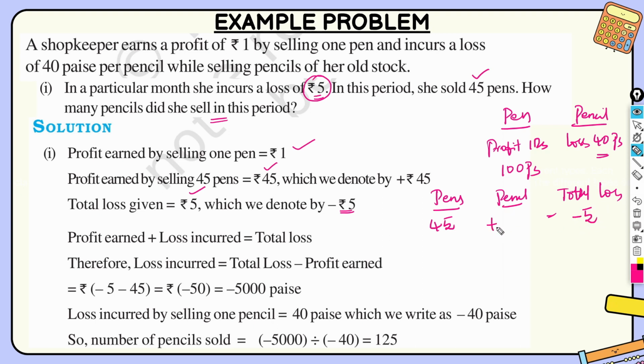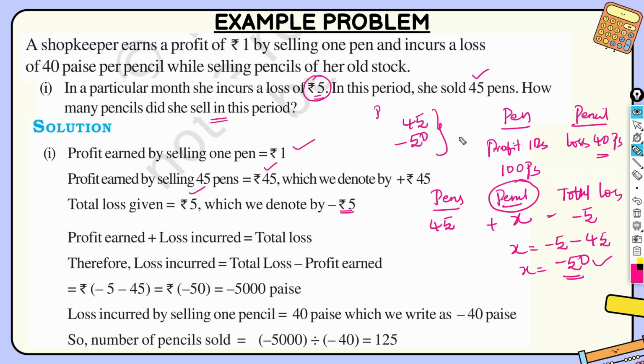Let us say X amount of loss has occurred for pencils. So X plus 45 is equal to minus 5. If this 45 goes to this side, it becomes minus 45. So X is equal to minus 5 minus 45, which is minus 50. That is the total loss for the sale of pencils for that month: 50 rupees. For pens he got a profit of 45 rupees, whereas for pencils he got a loss of minus 50 rupees. So in total, if you add, the loss will be 5 rupees.